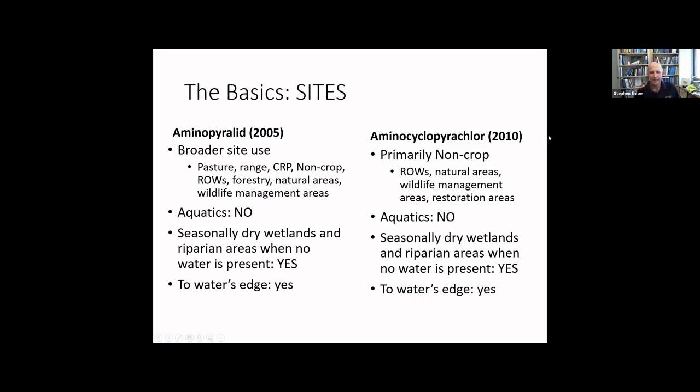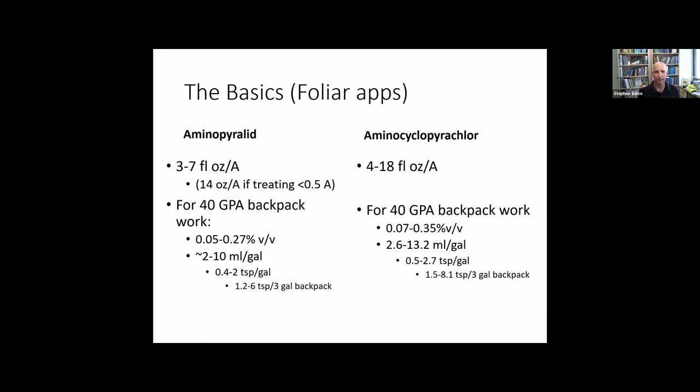Method, from 2010, aminocyclopyrachlor, again, is primarily a non-crop herbicide. We've moved it into natural areas: not in aquatics, yes in seasonally dry wetlands, and yes to the water's edge. All right, the critical point is the label language allows for considerable use of these in natural areas.